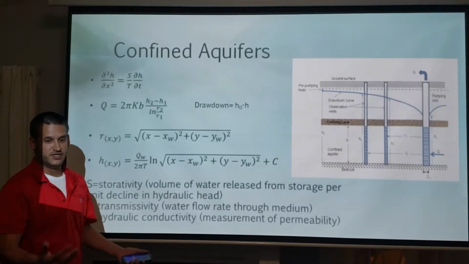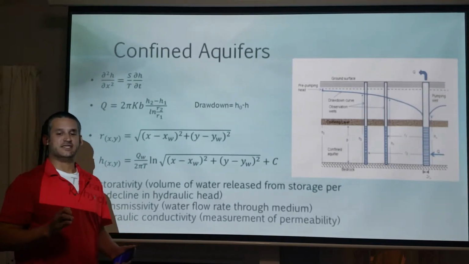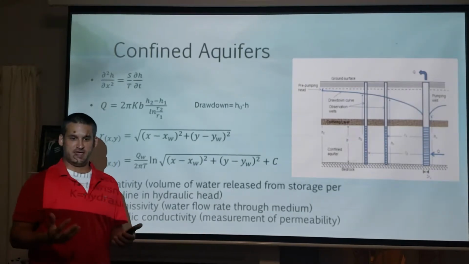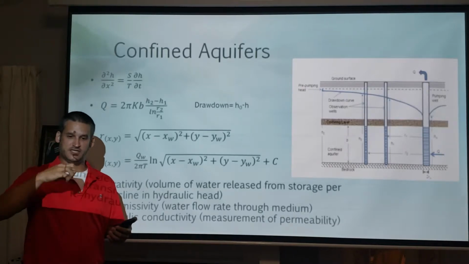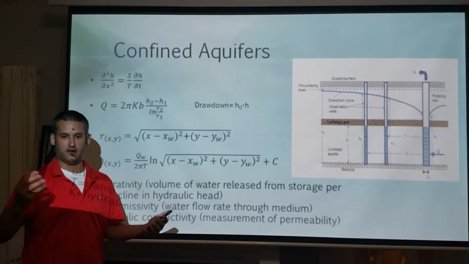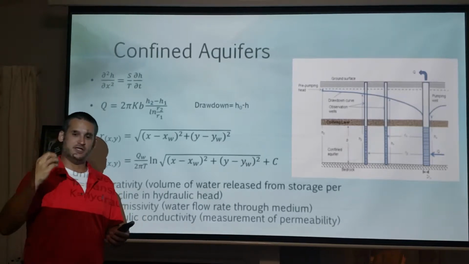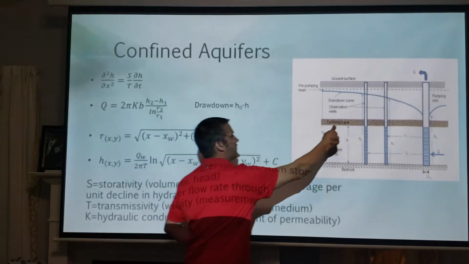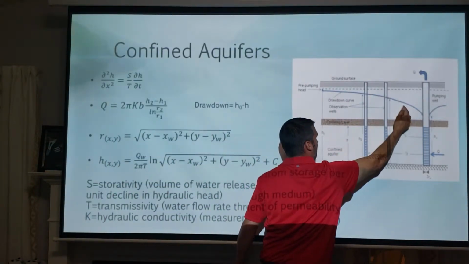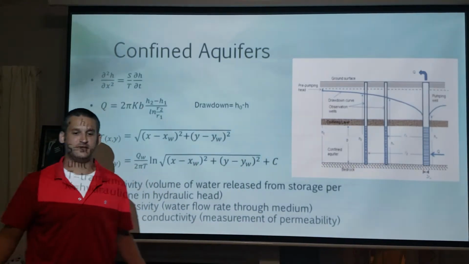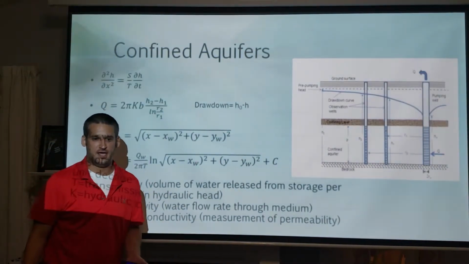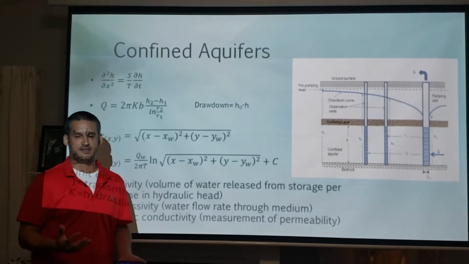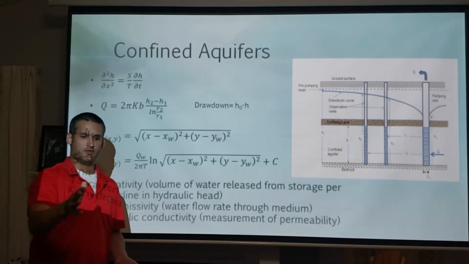Now the storativity, as you can see, is the volume of water released from storage per unit decline in hydraulic head. So it's basically how much water that's stored up in the voids of the soil or rock or whatever you have is released per unit decline in the hydraulic head over here. This is the hydraulic head coming down over there. Okay, the transmissivity, that is the water flow rate through the medium. That's a big thing that Darcy started off in, water through the sand columns.